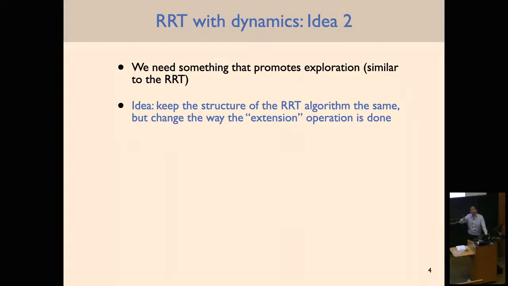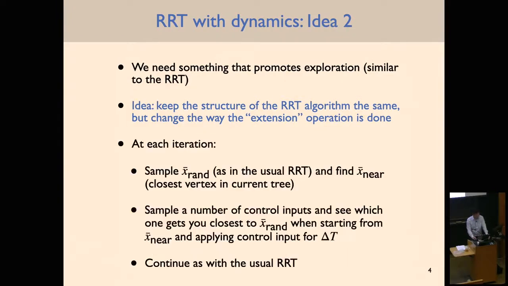So the idea with this second iteration of the RRT that takes into account dynamics constraints is to keep the structure of the RRT algorithm essentially the same. The only thing we're going to change is how we do the extension operation. That's going to allow us to explore while still satisfying the dynamics constraints that your robotic system has. Okay, so here's the second version of our algorithm.